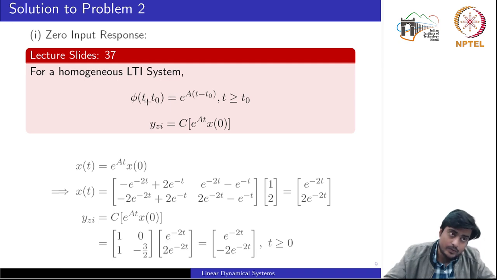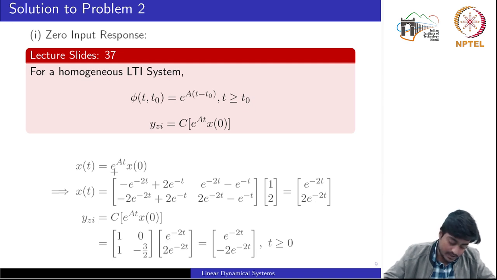Once we have obtained the state transition matrix, we can compute the zero input response, which is merely the multiplication of the state transition matrix by the initial condition, pre-multiplied by the output matrix. So this is the response of the homogeneous system, x(t) is equal to e to the power At into x naught. After putting in this e to the power At and x naught, we can simplify to this one.